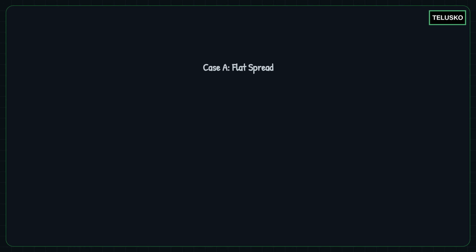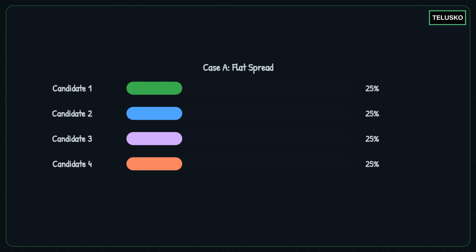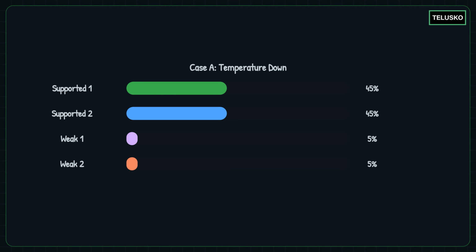Let us say the model is choosing from a flat spread. 4 candidates each sit near 25%. It has no strong support for any of them, so it reaches blindly into the tail. Now we turn the temperature down, and that flat list sharpens onto the few tokens the model actually has support for. The low temperature stops it reaching, so it picks from what it already knows.